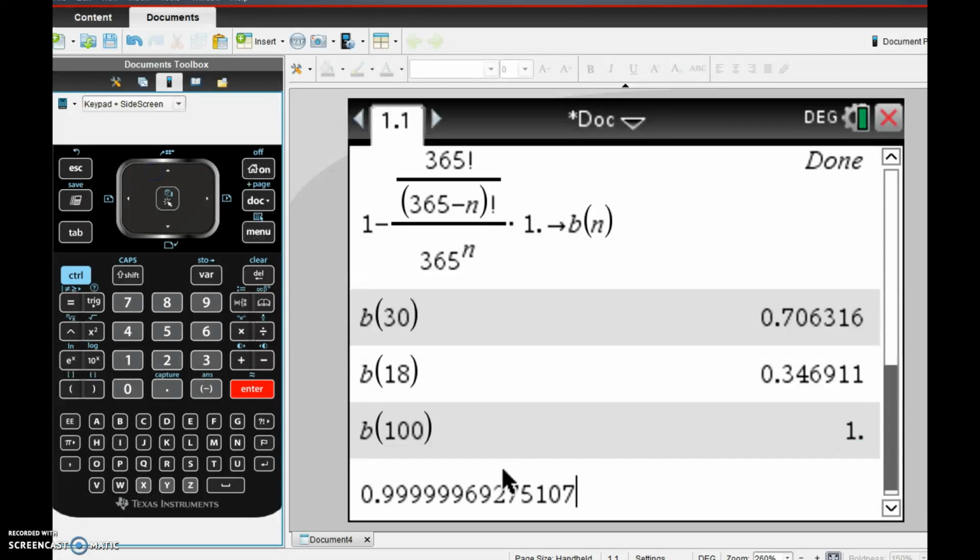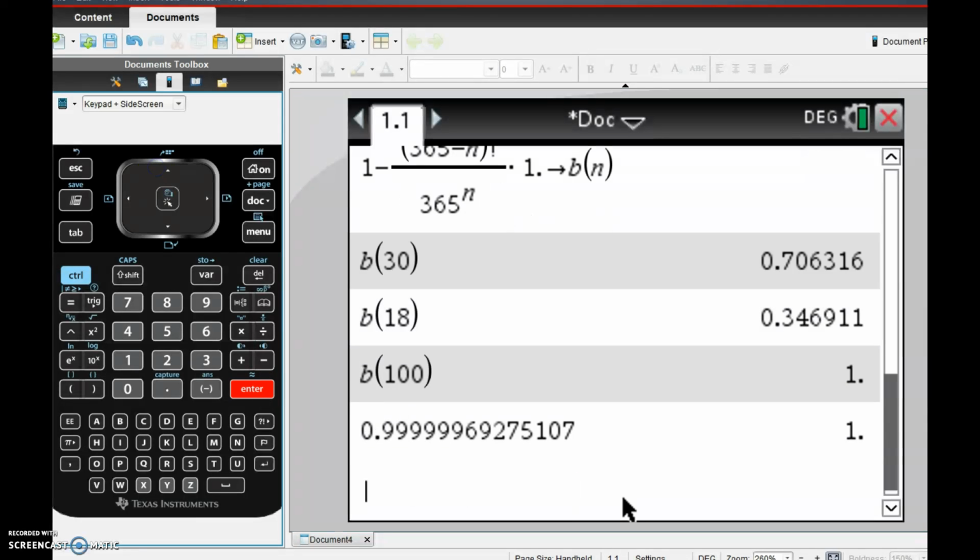It's not. It's 0.9999999. So if you got 100 kids in a class, there's like a 99.999999% chance that somebody's birthdays are going to match up. That seems surprising to me and perhaps to you as well. But you can play around with it, put in different numbers.